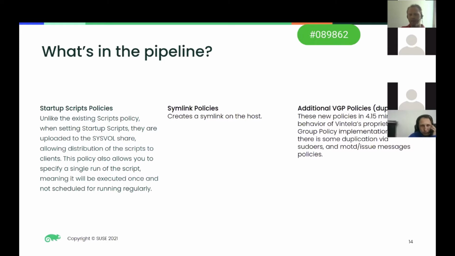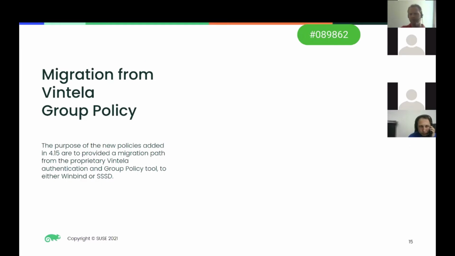So we have basically two different types of policies. The ones that are like a migration path. Let me move on here. So the purpose of the new policies that I added, or these recent ones, is to provide a migration path from this proprietary tool to either Winbind or SSSD. So the migration path isn't feature complete, but a significant amount of the work is done, and I'm planning to do more. So if you currently use this proprietary Vintela tool, many of your existing policies now have feature parity in Samba, which is awesome.